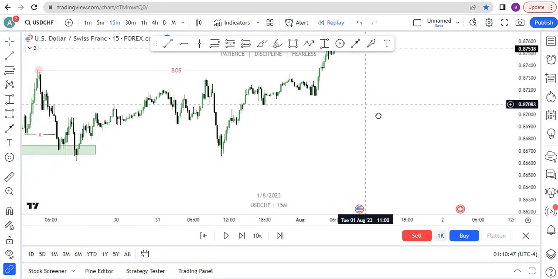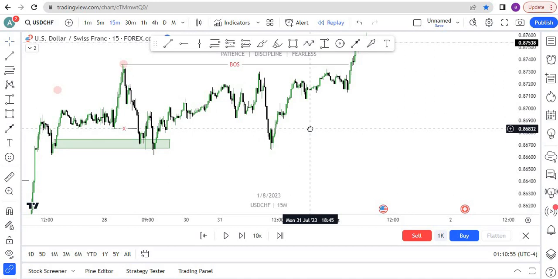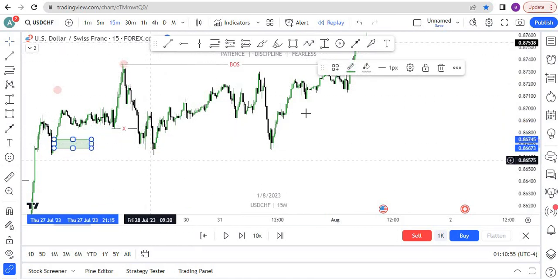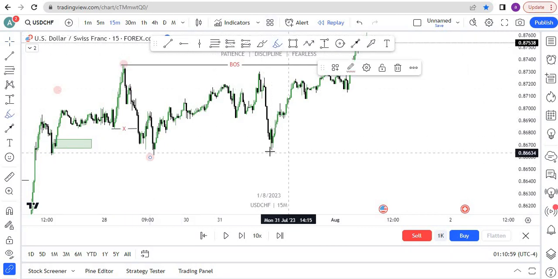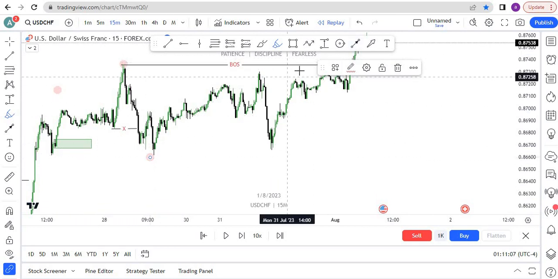So your structure is broken and your lower low is confirmed. Where is your lower low? In this leg, which is the lowest point, this one. Many people mark this one, not from here to here in this leg. This is the leg that broke this high.